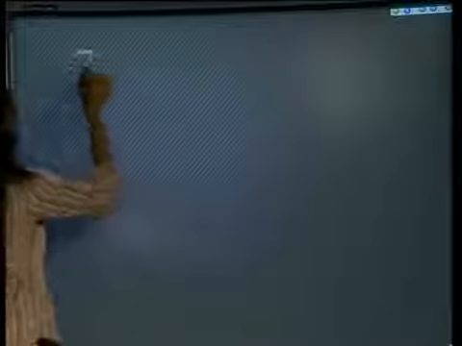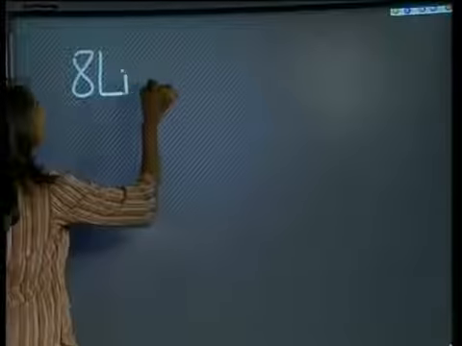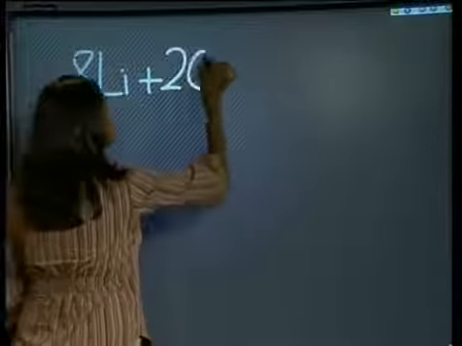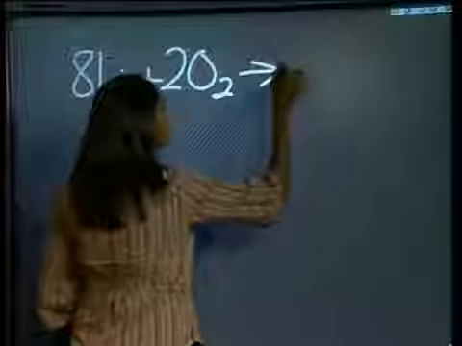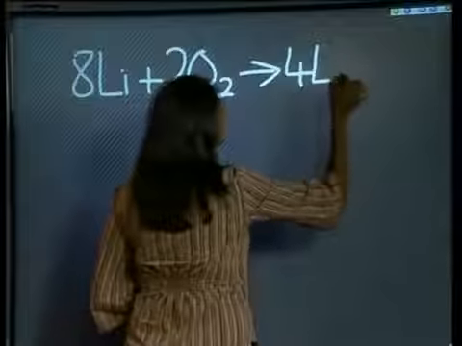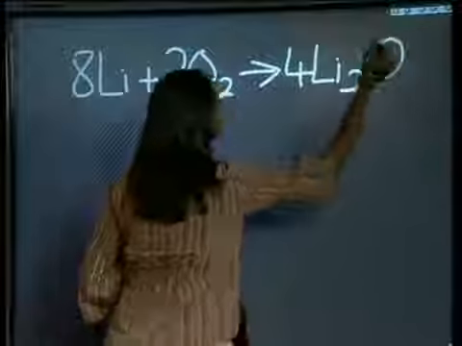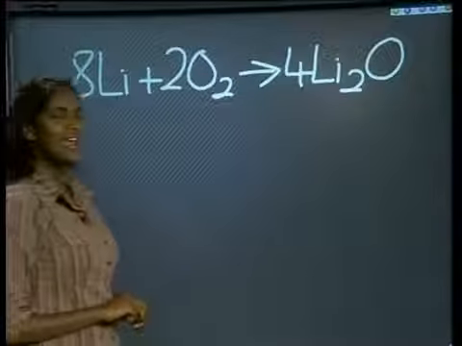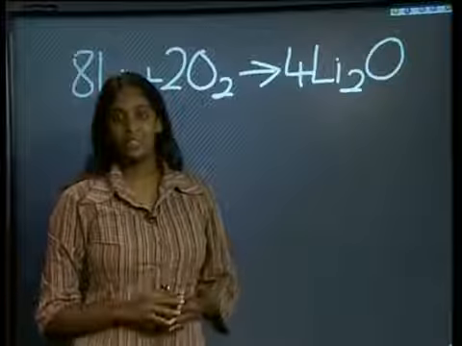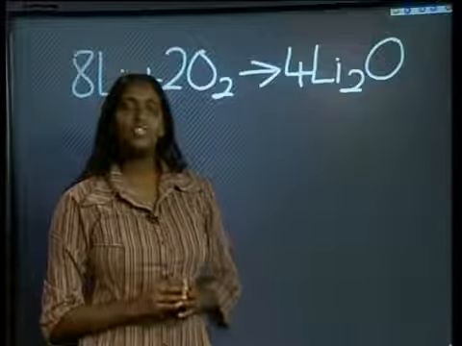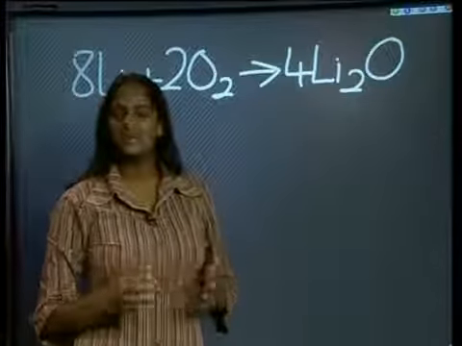If I write the same equation as 8Li plus 2O2 react to form 4Li2O, it would be balanced but not correct. Scientists always write balanced chemical equations in the simplest ratio.